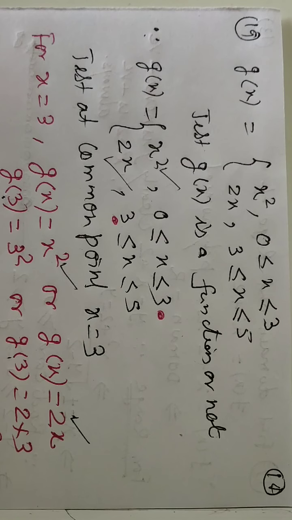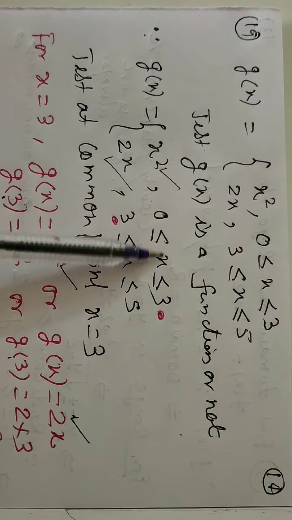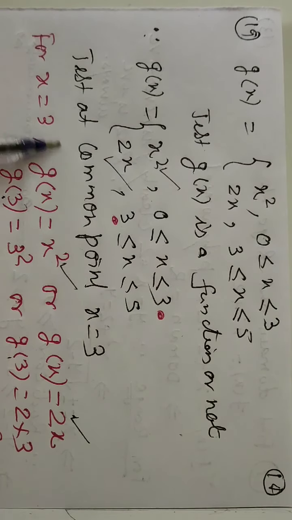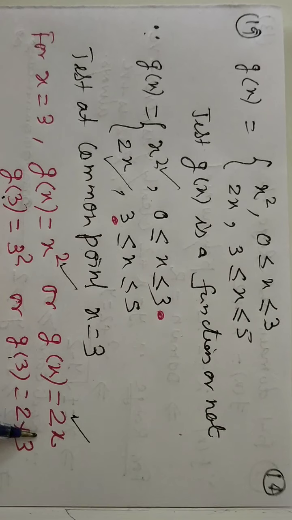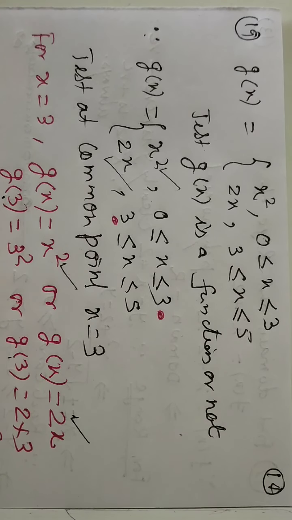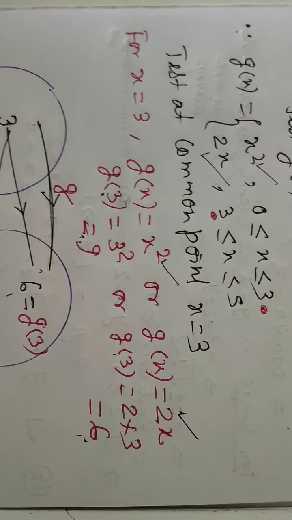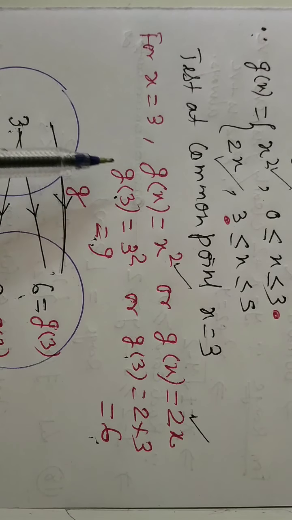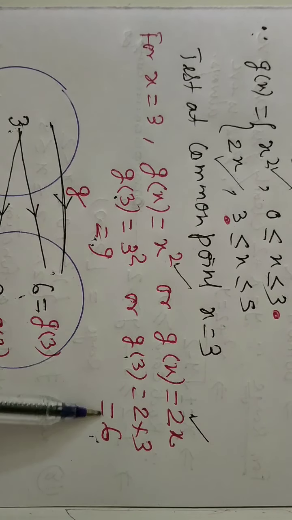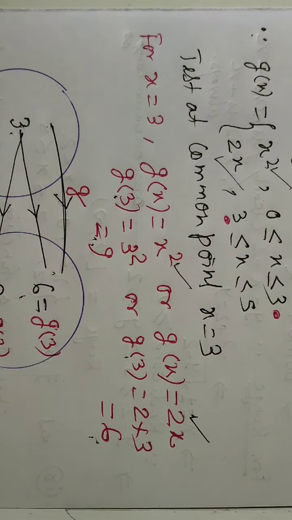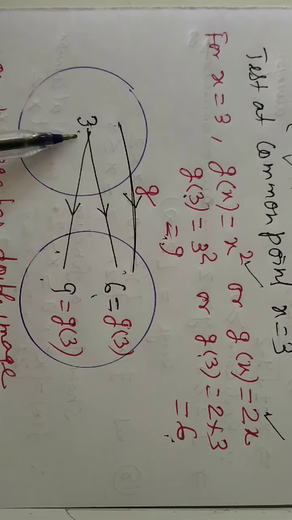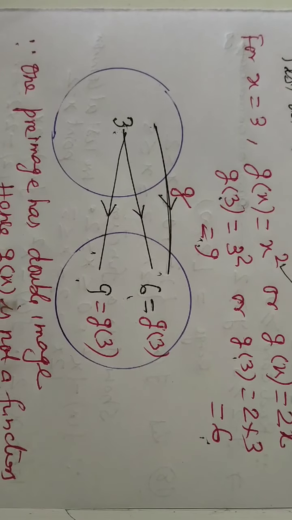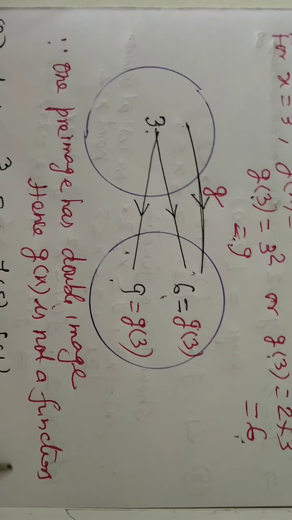Again an equivalent question. Again 3 is common, so we select x equal to 3 for testing. So g(x) is equal to x squared as well as 2x. So g(3) is 9 as well as 6. So 3 is going to 6, and 3 is going to 9 also. So this is not a function. One pre-image has two images, hence g(x) is not a function.